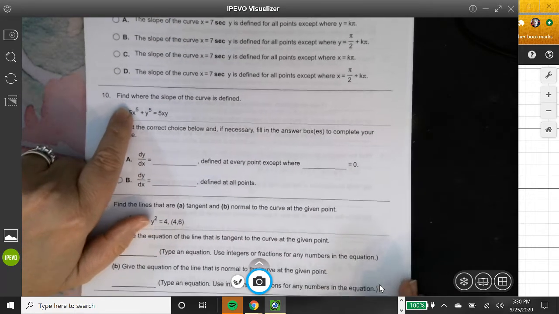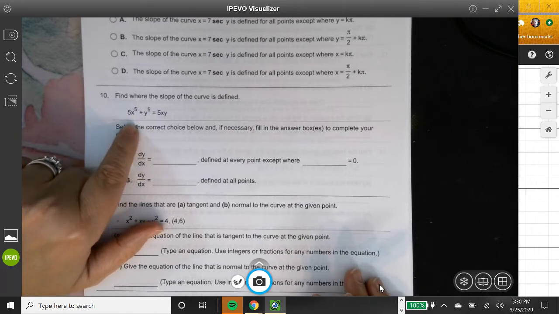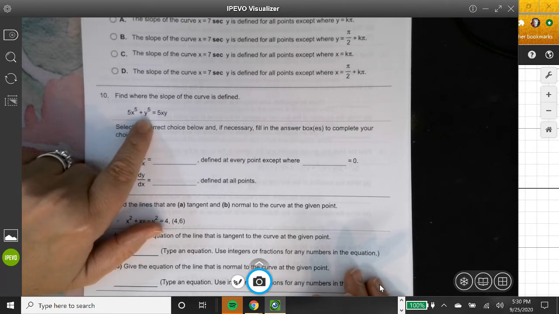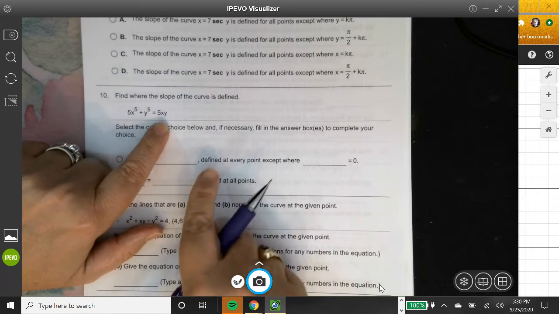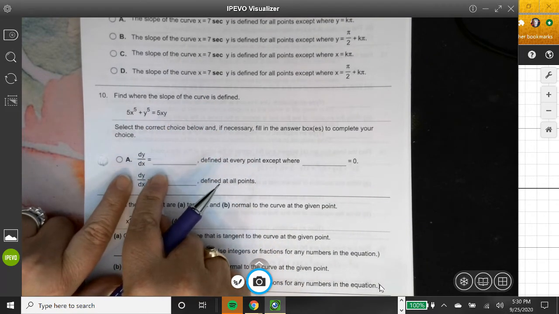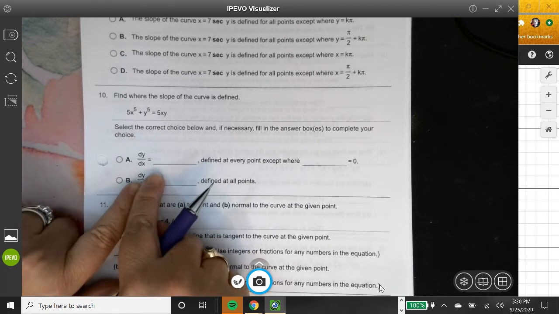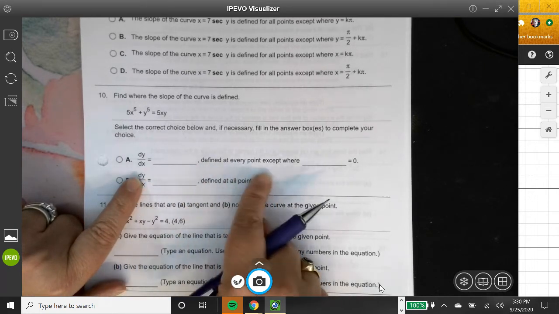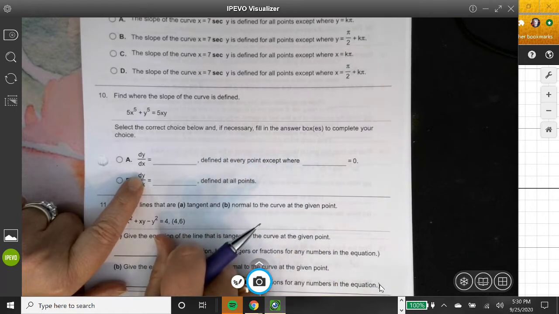So number 10, find where the slope of the curve is defined, okay? So that's 5x to the fifth plus y to the fifth equals 5 times xy. Well, the slope of the curve is defined as dy/dx, okay? And this question is asking you to find dy/dx, which I'll find in just a second. And then it says it's defined everywhere, or there are spots where it's not defined. And I will show you how we need to fill this in, okay?